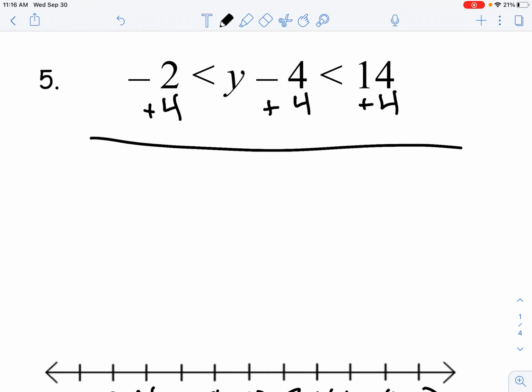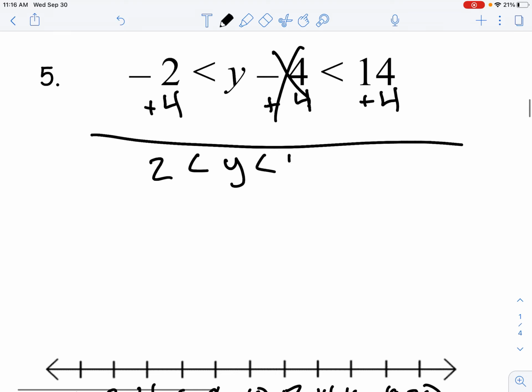Just like that. So negative 2 plus 4 is 2. Keep my inequality symbol the same. Since we're not dividing or multiplying by a negative, it stays the same. These cancel out. We're left with y. Bring down my symbol and keep it the same. And 14 plus 4 is 18.